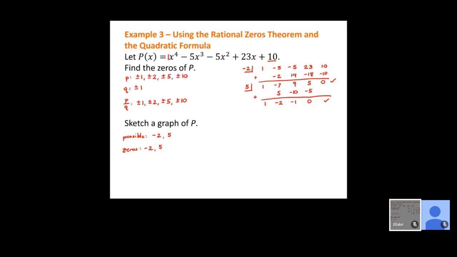So now let's think about in terms of factors what we have. Well, the negative 2 means that we have a factor of x plus 2. The 5 means we have a factor of x minus 5. And now this line that's left down here is an x squared factor because we started with x to the fourth and we've divided out two x's, right? So now this line is actually x squared minus 2x minus 1.